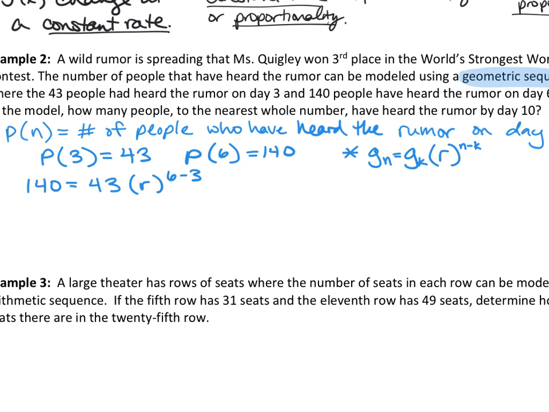Divide by 43. Now, this does not turn into a pretty number, so we're going to leave it as the fraction. 140 divided by 43 equals R to the third power. How do you solve for R? Cube root both sides. Okay. Now again, I said this at the beginning of class, instead of writing cube root, we can raise it to what power? 1/3.